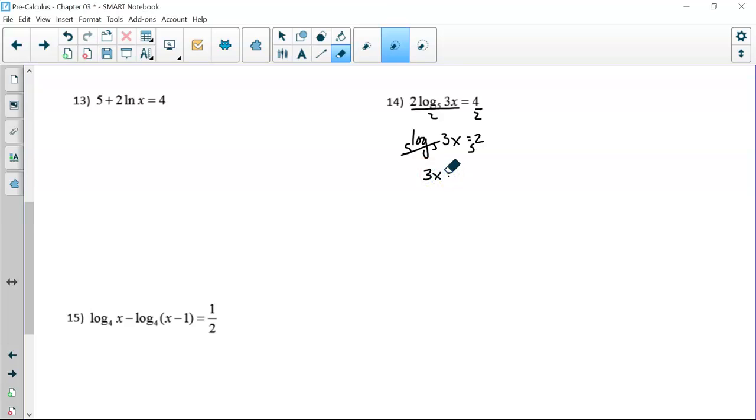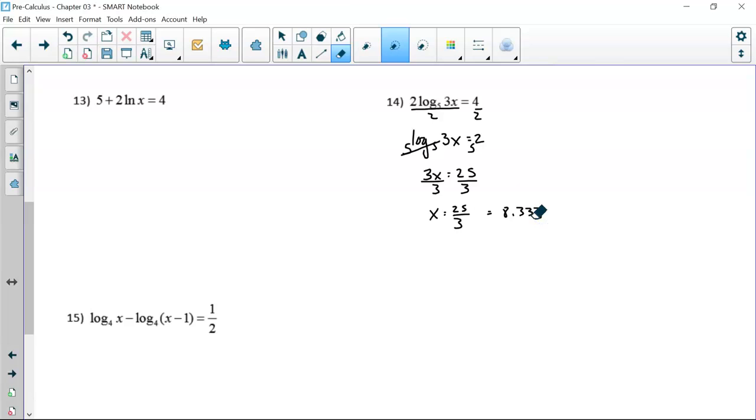Now 5 squared is 25. So to isolate the x, just divide both sides by 3. X equals 25 thirds. Now we can leave it like that. If you really want to change it to a decimal, 8.333, but remember it's rounded.